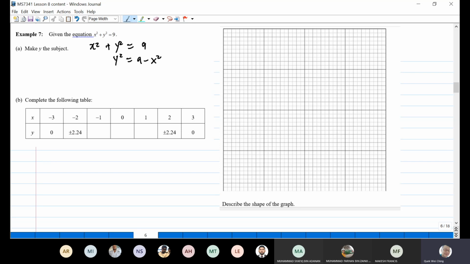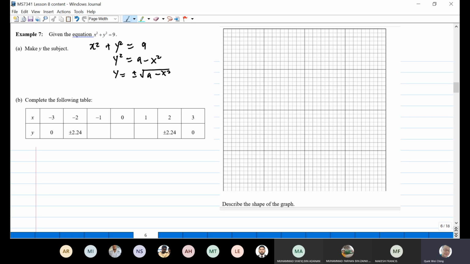You want to make y the subject, so take the square root, right? So plus or minus square root of 9 minus x squared. So this is the equation where you make y the subject. y can be plus square root of 9 minus x squared or minus square root of 9 minus x squared. You have y on the left hand side and x on the right hand side here.